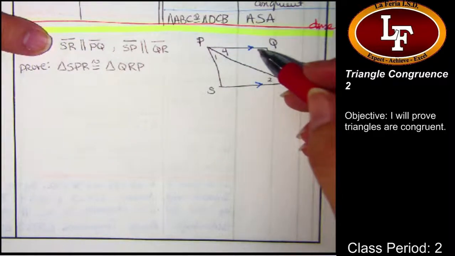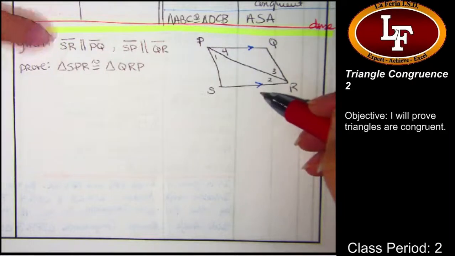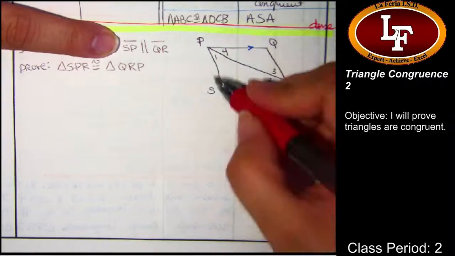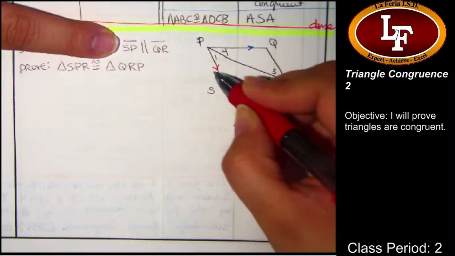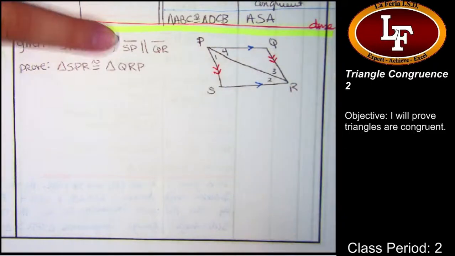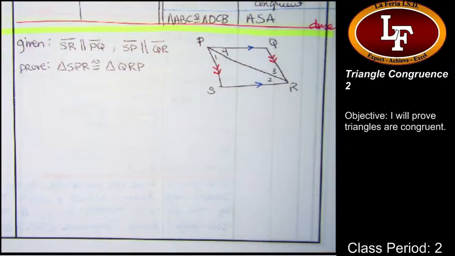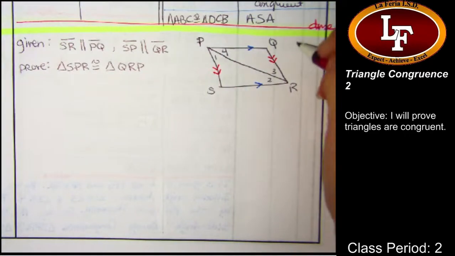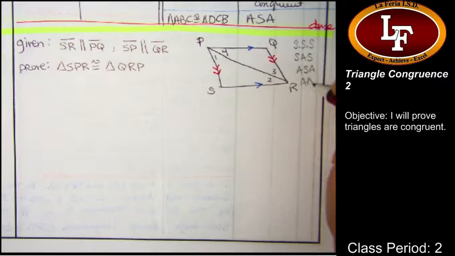So the things with one arrow are parallel to each other. I need another one, SP. So I'm going to use two little arrows this time to show those are parallel to each other, but not parallel to the first set. All right, that's all we have. And we get to choose between side, side, side, side, angle, side, angle, angle, side, or angle, angle, side.